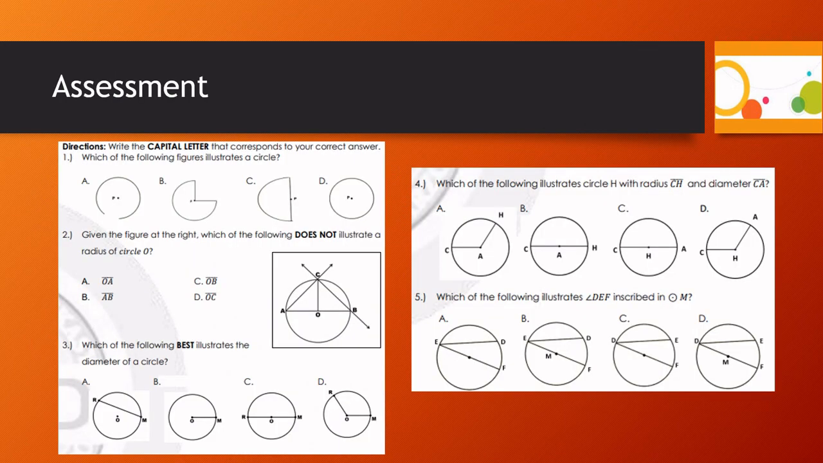Okay, next is your assessment. In your assessment, all you have to do is choose the letter of the correct answer. So, you will just choose the correct answer. Read and analyze. Okay? So, that's all for today.